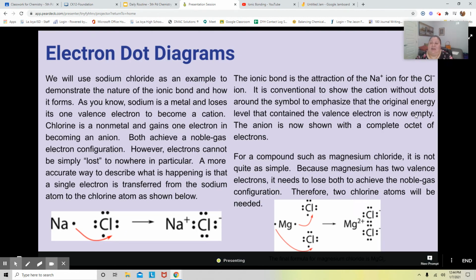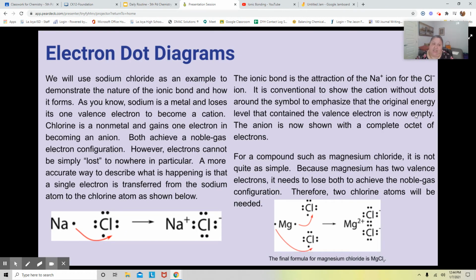All right, the last major topic for today, electron dot diagrams and the ionic bond. We're going to be using sodium chloride as an example to demonstrate the nature of the ionic bond and how it forms. And you have a very nice picture at the bottom that goes along with this, that describes what's happening, right? And that shows you.